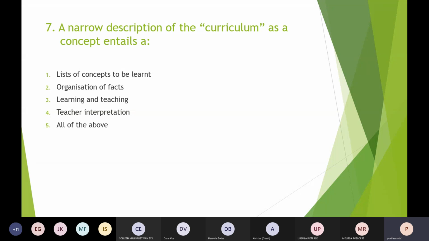Number 7, I ask you to give a narrow description of the curriculum as a concept. All right. Does it entail a list of concepts to be learned, organization of facts, learning and teaching, teacher interpretation, or is it all of the above? All right. Does it have to do with the teacher's interpretation?